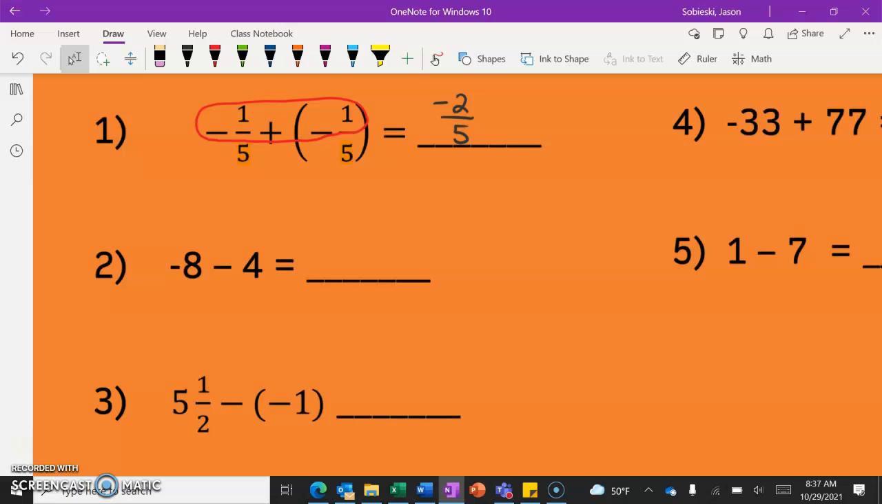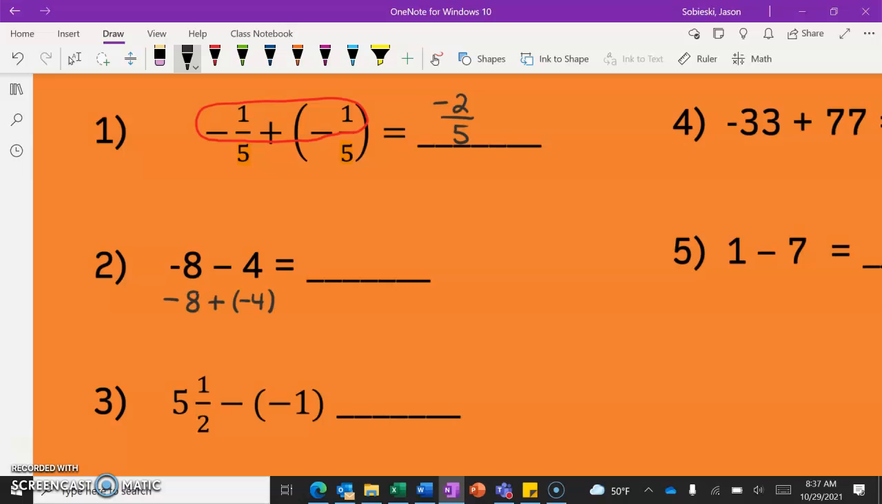So negative 8 minus 4. The first thing we want to do is our keep, change, opposite. That way we can switch this into an addition problem and use those addition rules. So we are going to keep the negative 8. We are going to change the sign to a plus, and then the opposite of 4 is going to be negative 4. All right, so negative 8 plus negative 4.